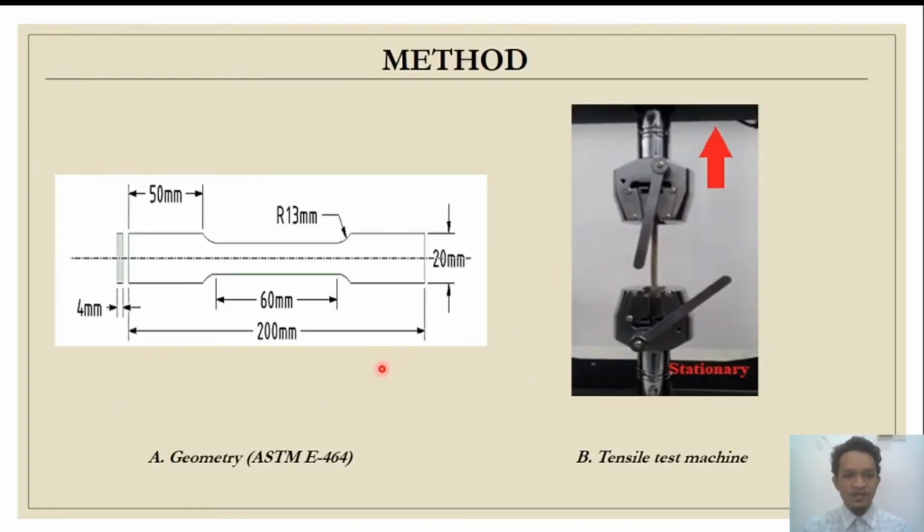The specimen used the E646 tensile test standard as the geometry standard. It had 200 mm in length, 20 mm in width, and 4 mm in thickness. The working principle of the tensile test is the application of tensile force. The test object is clamped at both edges, and the tensile force is applied at one position in an upward direction, as shown in figure B. At the other edge, the condition is stationary, or fixed support.